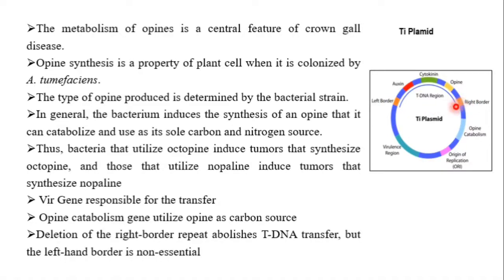Here you can see two DNA parts known as the left border and the right border sequence. The right border is essential to transfer foreign DNA into the host cell. If any mutation occurs in the right border sequence, the T-DNA cannot be transferred into the host cell. The left border is non-essential for the transfer of T-DNA into the host cell.